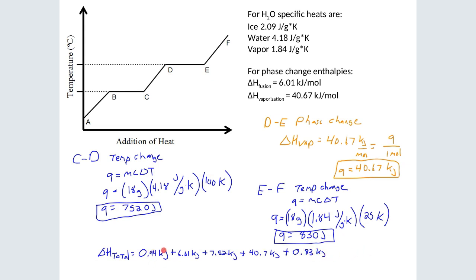So we're just going to sum all of those up, and our delta H total is going to be 56 kilojoules of heat. Now, we always check, all right, is that amount of heat being added or released? And since we're going from solid up to the gas phase, I have to put heat in this entire time. So my value here is positive.